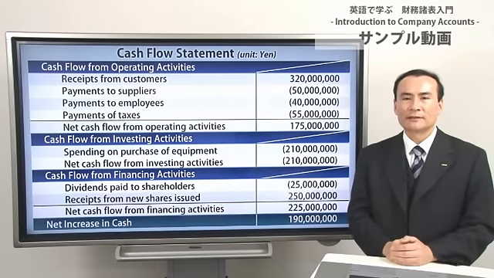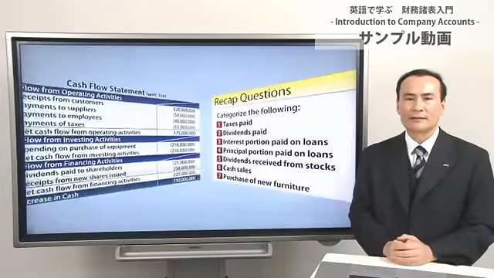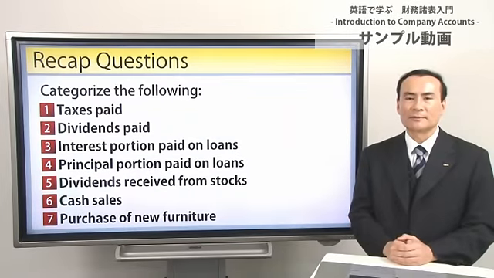Now, let us recap on the ideas for the cash flow statement. Here, we have a typical statement. Please have a careful look and then consider the questions. Please note the negative cash flow figures, that means cash outflows, are put inside brackets. Please categorize the items here into either operating or investing or financing activities.